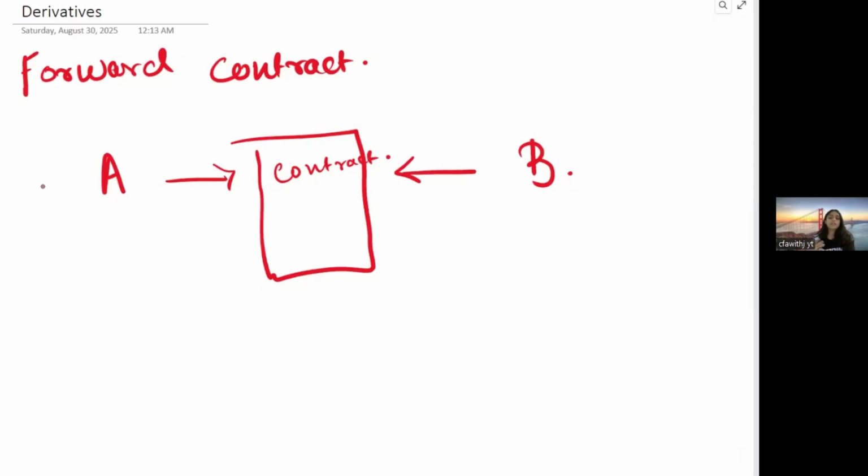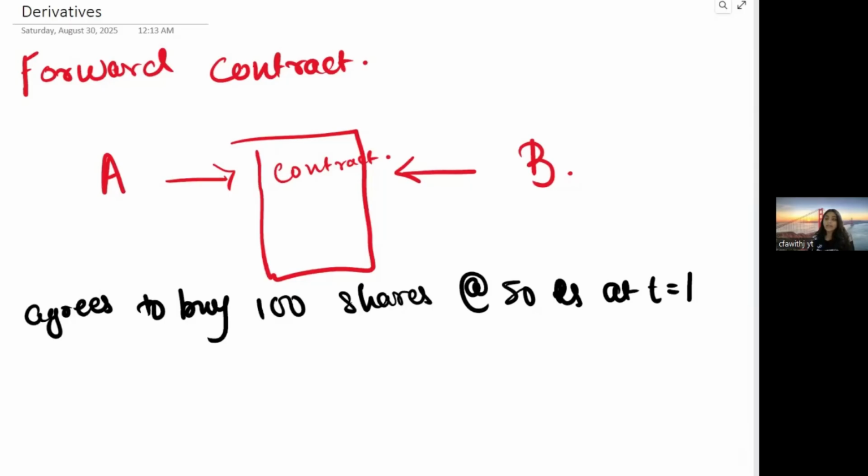Now let's take an example. Suppose A agrees to buy 100 shares at 50 rupees each on a future date, let's assume T1. So at T1, A has agreed to buy, so B will have to sell 100 shares at the rate of 50 rupees to A. So here B becomes our short party and A becomes our long party, because A is buying the contract and B is selling the contract.